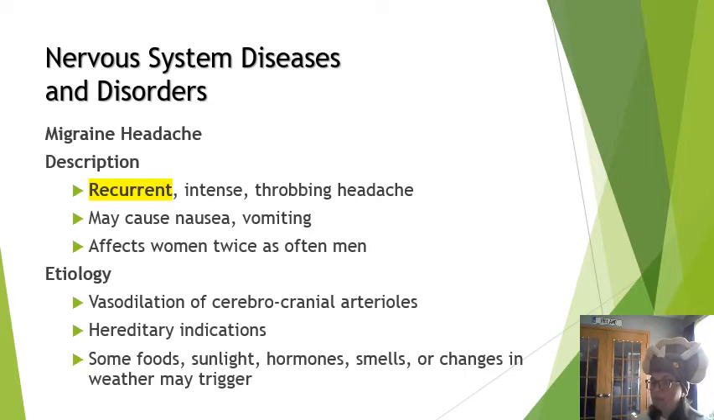More severe of the headaches are known as the migraine headaches. They are recurrent, intense throbbing. They can cause nausea and vomiting. They affect women twice as much as men. Causes do vary. There can be vasodilation of cerebrocranial arterioles, hereditary indications, and environmentally you can be exposed to certain foods, sunlight, hormones, smells, or changes in weather that can be triggers.